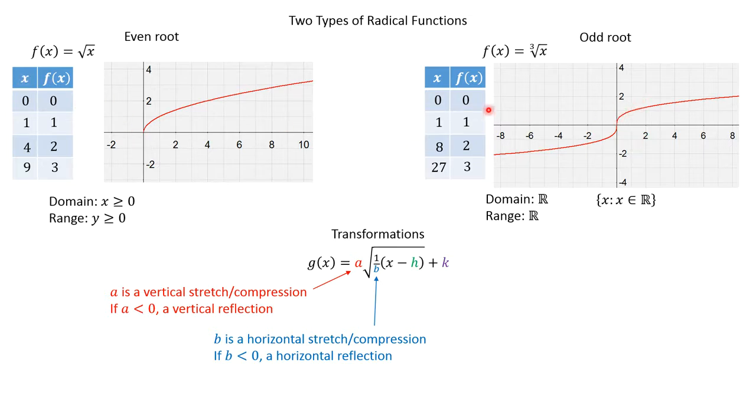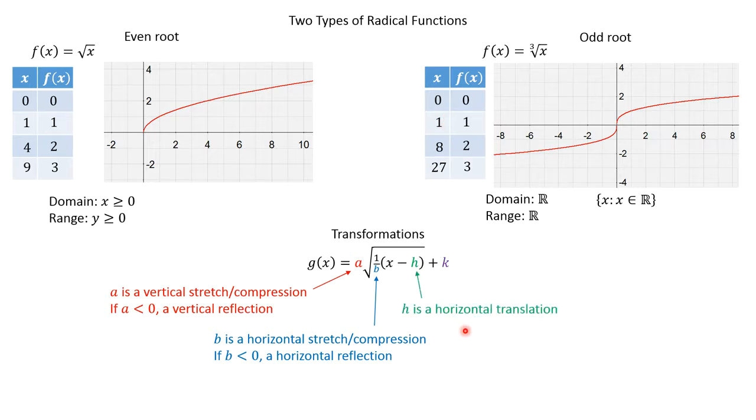This one would flip, and a horizontal reflection and a vertical reflection for an odd root are actually the same thing. So it's kind of fun. It just switches from being a positive positive and negative negatives to being a positive negative and negative positive for the x and y.